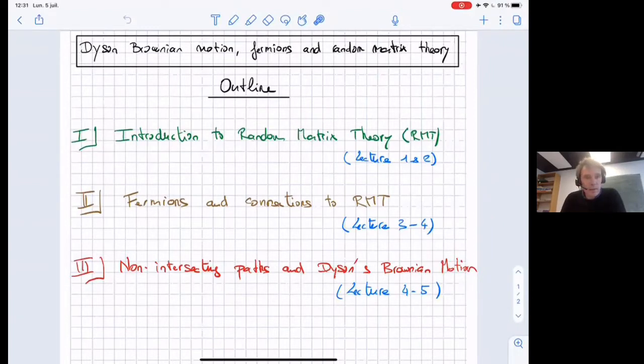During these lectures, I was asked to cover three topics which are in the title: Dyson's Brownian motion, fermions, and random matrix theory. In fact, the common tool behind all these topics is random matrix theory, and therefore I decided to start with a short crash course, an introduction to random matrix theory, at least on the basic features and tools that we will need in the following.